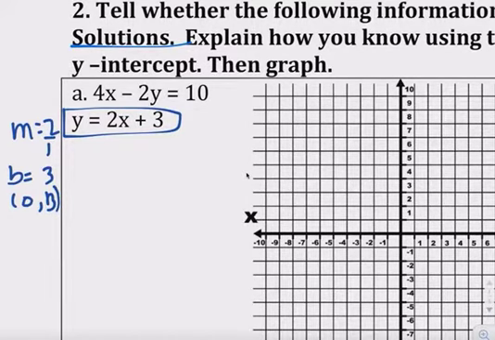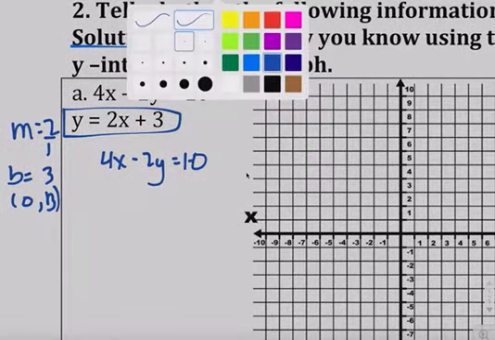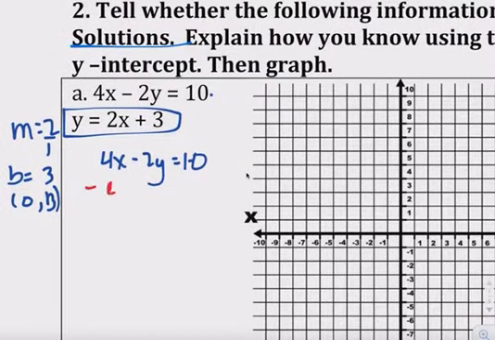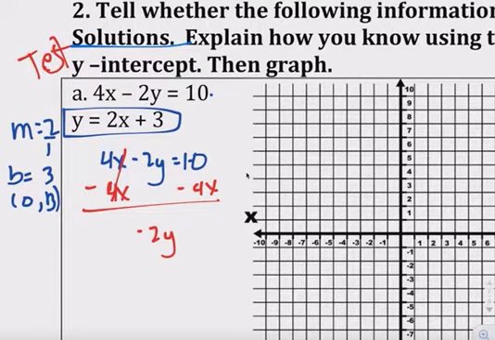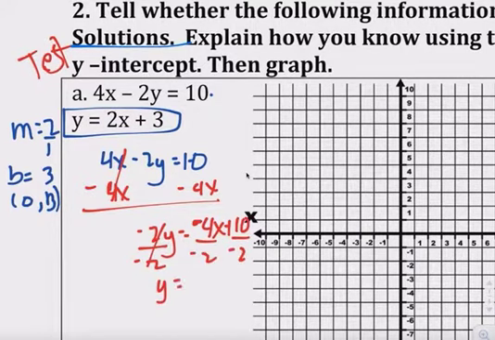Okay, so let's see for this one. We got 4x minus 2y equals -10. We need to solve it to slope-intercept form. We subtract 4x from both sides. This will be on your test. Okay, this is a test question. Negative 2y equals negative 4x plus 10. Divide by negative 2. y equals 2x minus 5.